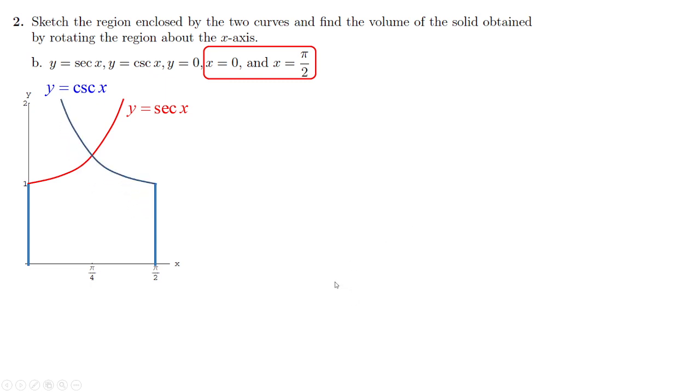So let's see what we got here now. Sketch the region enclosed by the two curves and find the volume of the solid obtained by rotating. Okay, y equals secant, y equals cosecant, y equals 0. That looks like 3 curves to me. And from 0 to pi over 2. So here's my region right here. And I'm going to make my life a little easier because this looks like 2 congruent sections. So I'm probably going to do half of it right there.